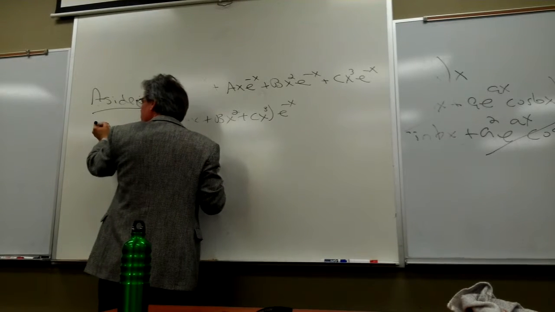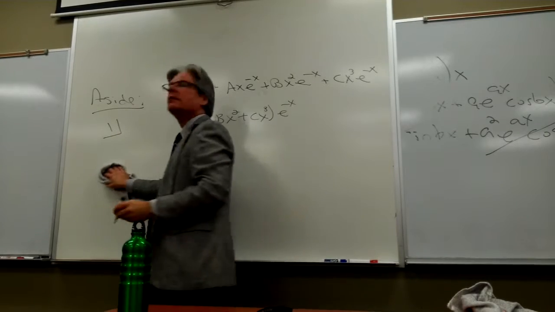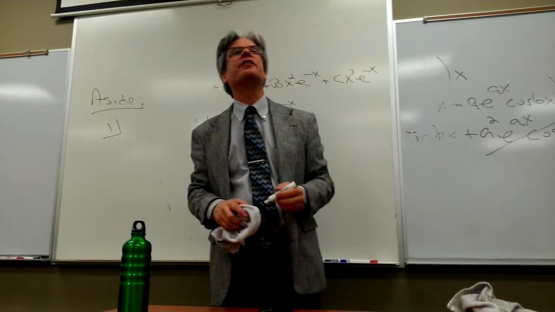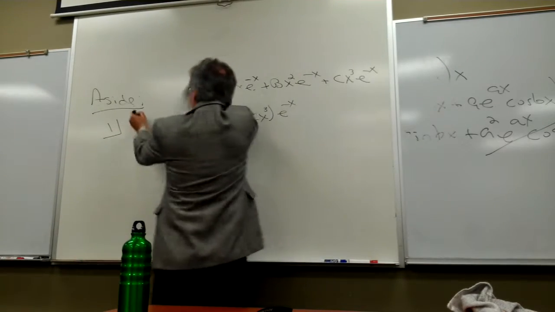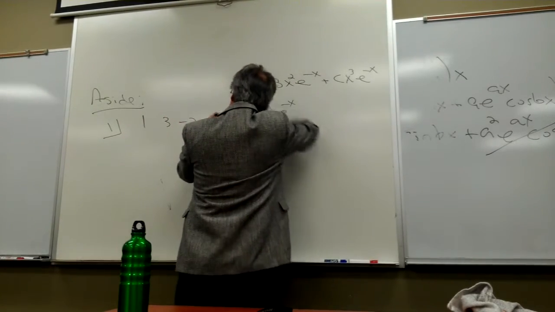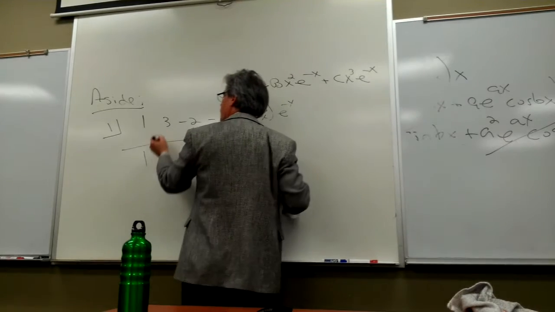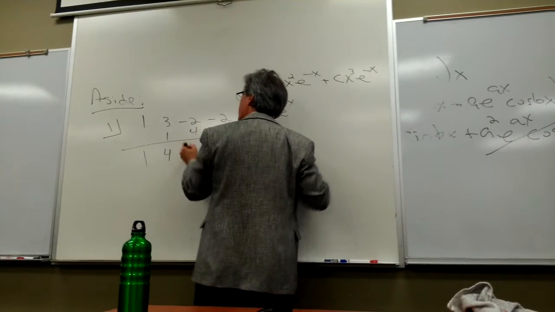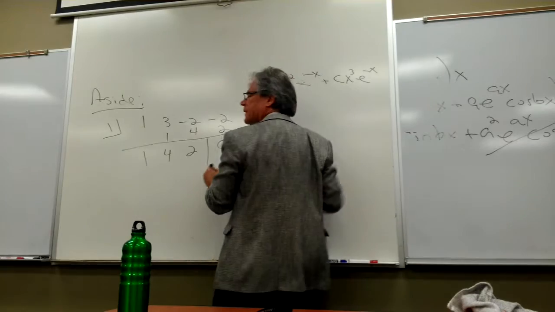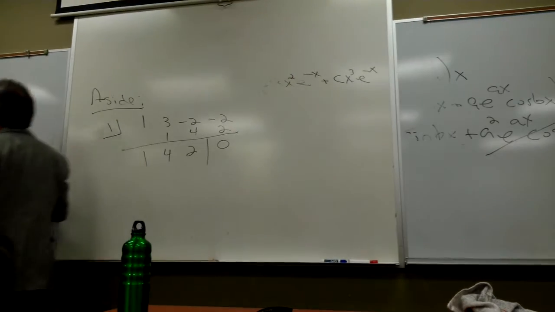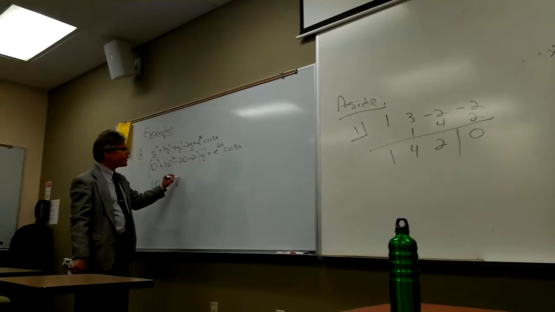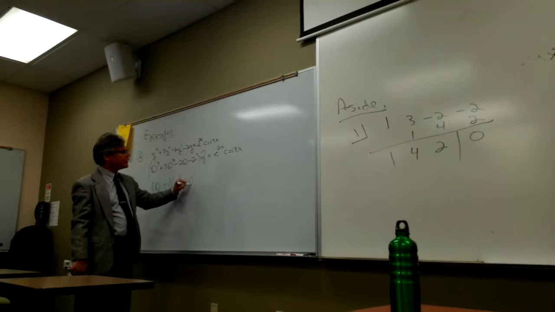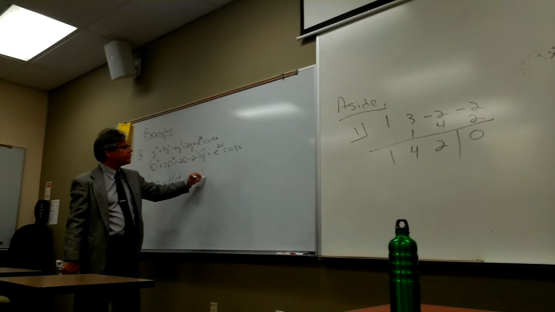Try 1. Why would you try 1? Well, because it's easy. Because the sum of the coefficients is 0, so you know it's going to work. So that's 1, 3, negative 2, negative 2, and drop like a rock. Multiply, add, multiply, add, multiply, add. Look at that. So I think I now have that D minus 1 times D squared plus 4D plus 2 acting on y is equal to stuff.